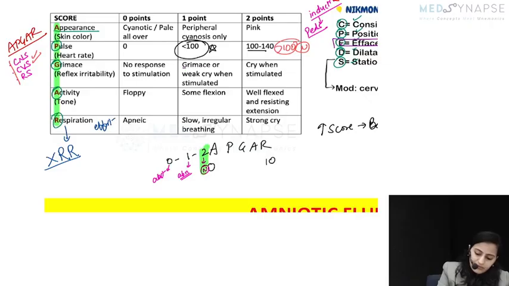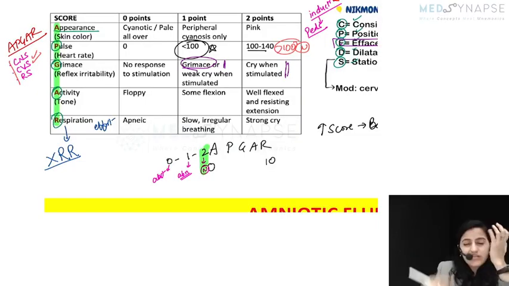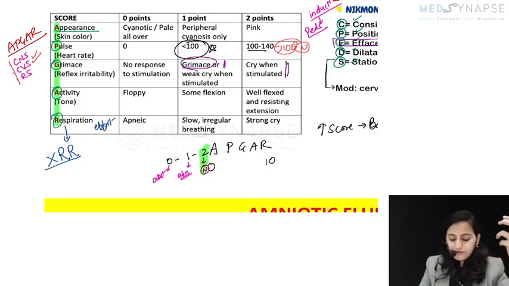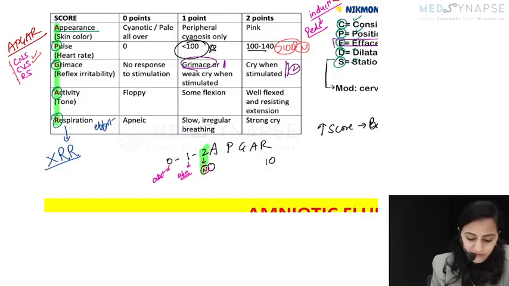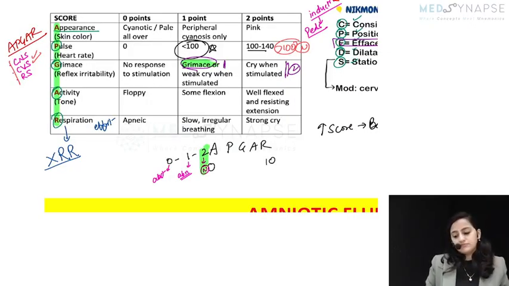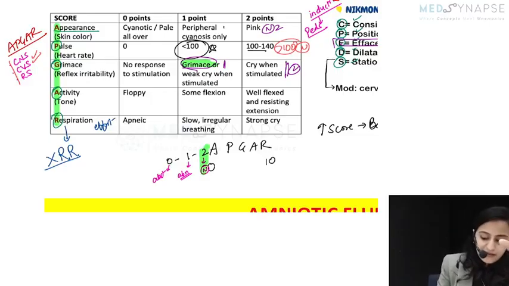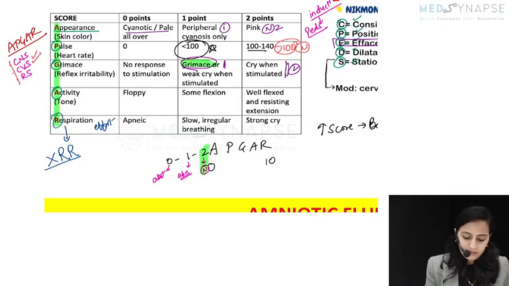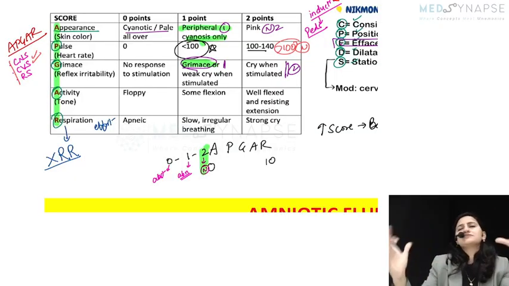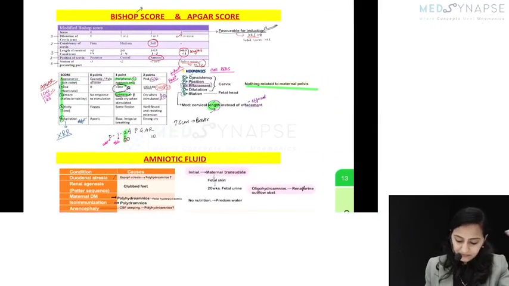Grimace is a score of 1. Grimace means a weak cry when stimulated, and strong crying, coughing is a score of 2. That is normal. Weak cry, grimace is a score of 1. Pink baby will be given a score of 2. Pink is normal, score of 2. Only peripheral cyanosis is given a score of 1. Peripheral cyanosis is something that we are not as worried about as central cyanosis. Right, so this is your score.